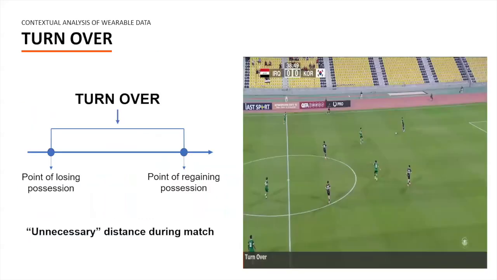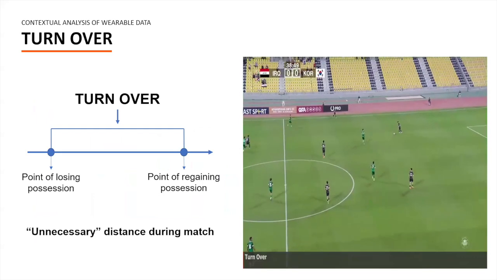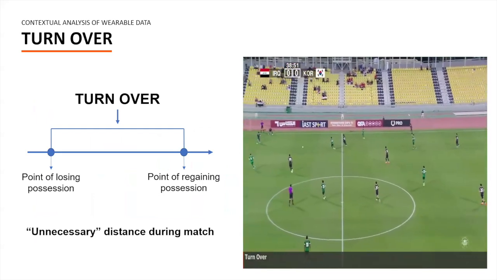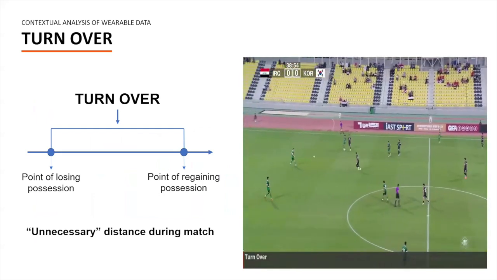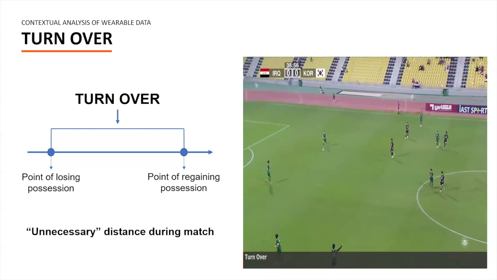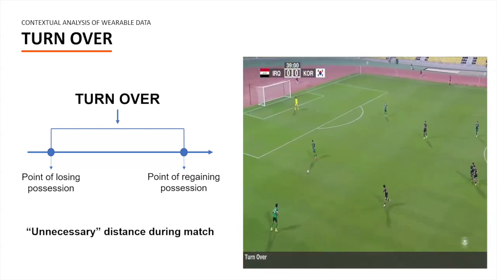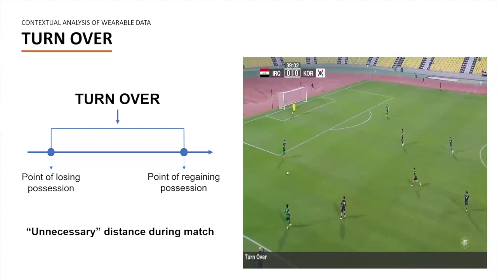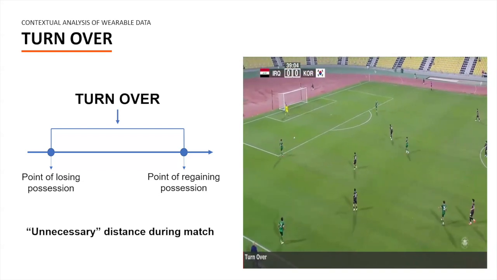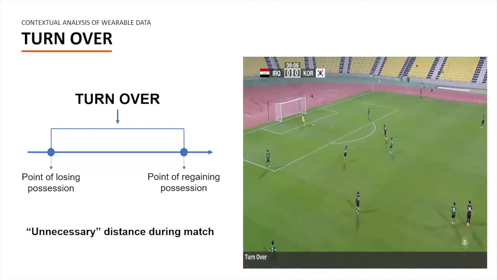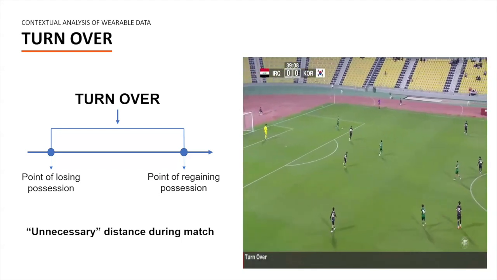Among various tactical phases, personally, turnover is the most effective one in Doha Cup. For your information, turnover phases start from the moment we lose possession due to our mistakes, and last until we regain possession or the sequence ends. That means if we didn't lose the ball by our mistakes, we didn't have to cover that amount of distance. So we say turnover distance equals unnecessary distance.